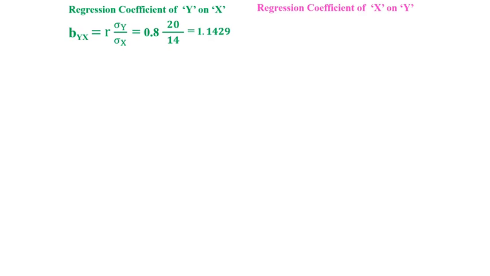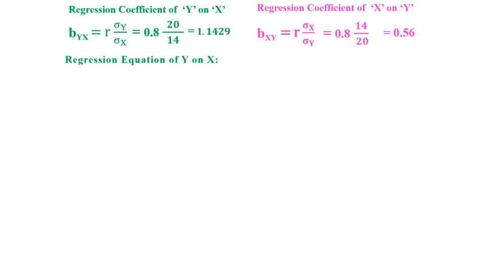Regression coefficient y on x, you know all these things. Byx equals r into standard deviation of y divided by standard deviation of x, as standard deviation is given. So 0.8 into 20 by 14, it will be 1.1429. Similarly, regression coefficient of x on y, bxy equals r into standard deviation of x divided by standard deviation of y, 0.8 into 14 divided by 20, which will be 0.56.